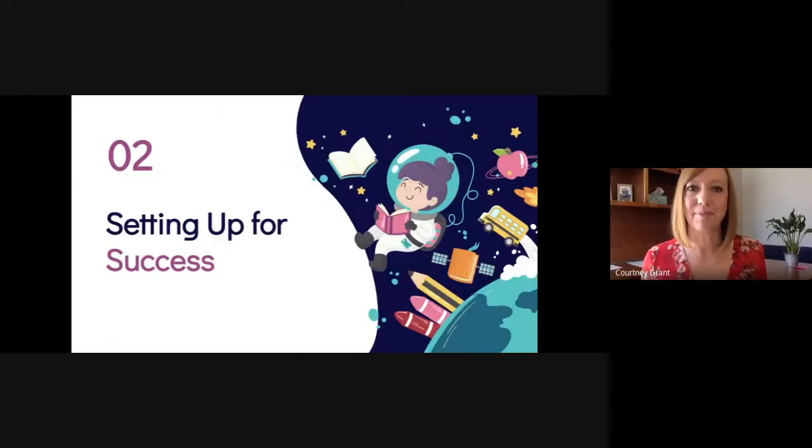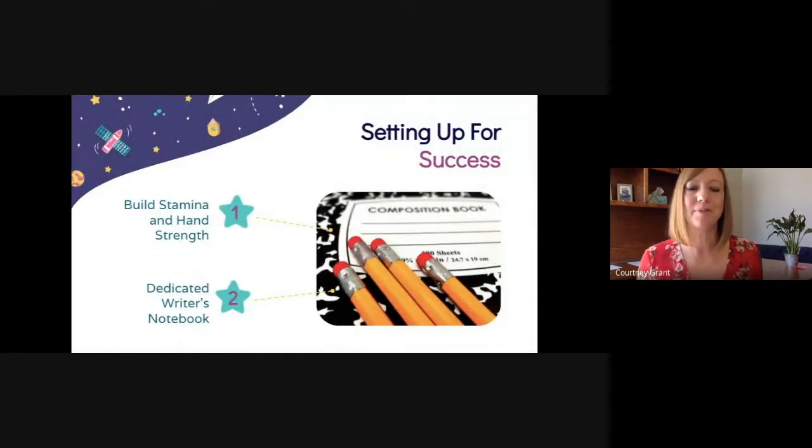Let's take a look at some things we can do within our classrooms to help us get set up for success with writing fluency. As Abby mentioned, building up writing fluency is a practice in grades 3 through 5 that involves putting a focus on the volume of writing that students are producing. They write as much as they can for as long as they can until the time is through. In order to set up your class for success with writing fluency, we'd like to talk about two things today: developing stamina and hand strength, and the importance of having a dedicated, personalized writing notebook.